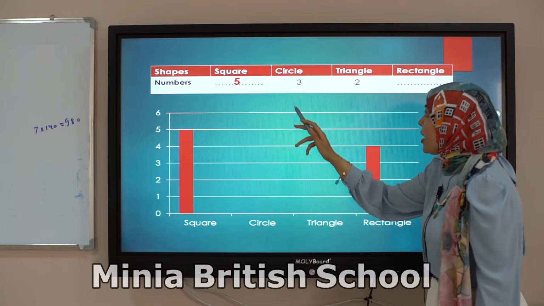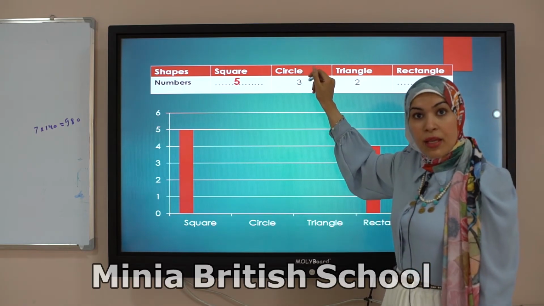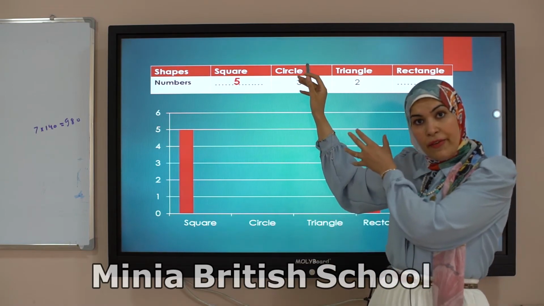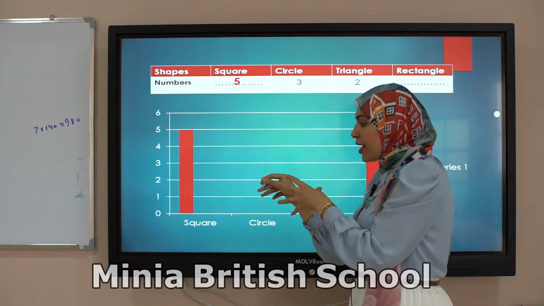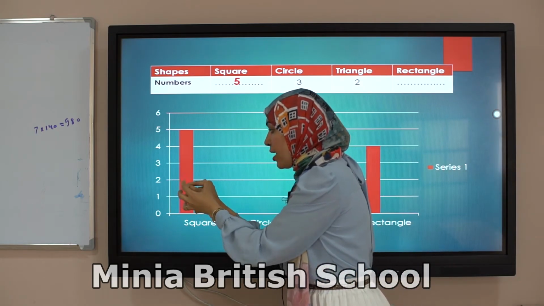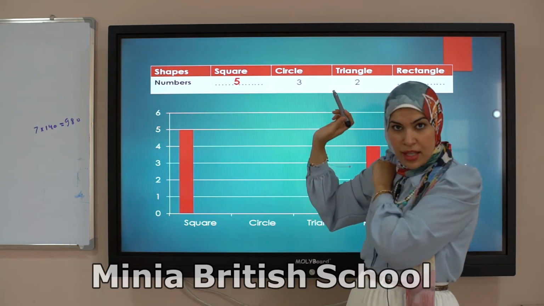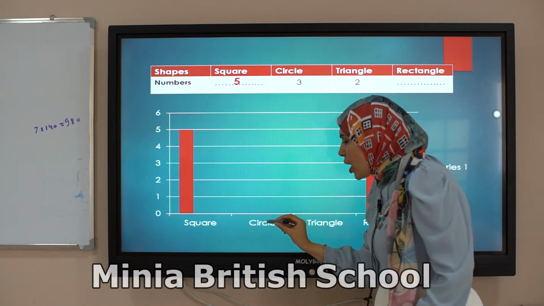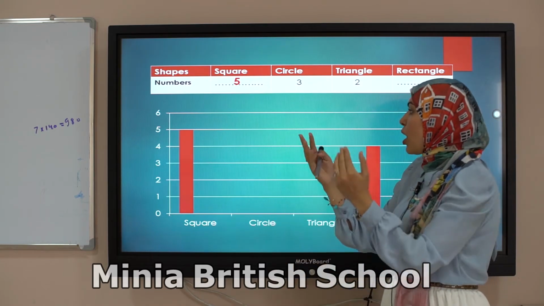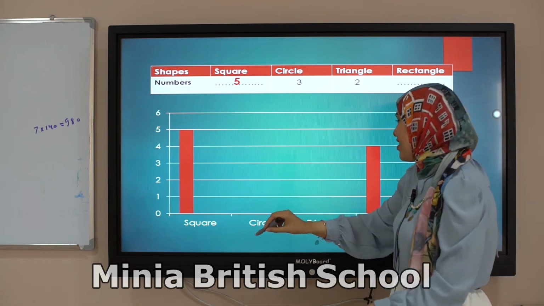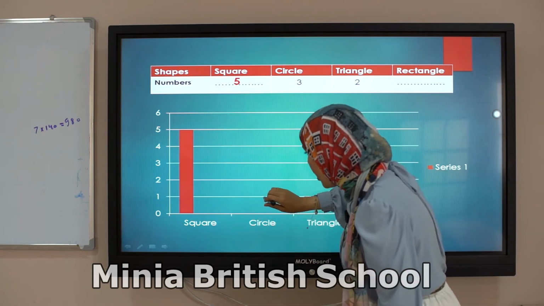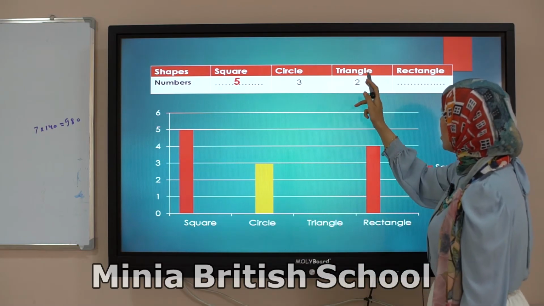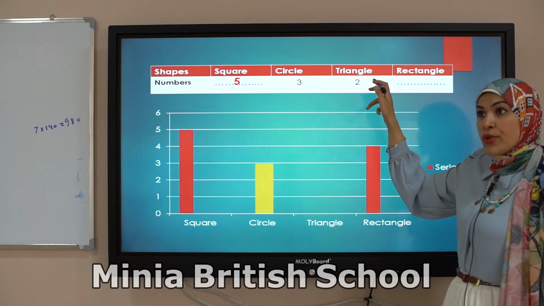Okay, and here in circle I have the number here in the table. So I represent the data in the graph. Okay, if you have the data in the table, you represent the data in the graph. If you have the data in the graph, you represent the data in the table. Okay, you have here 3 circles. So I colored here in circle from down to up to reach number 3. Okay, so I colored to reach number 3.